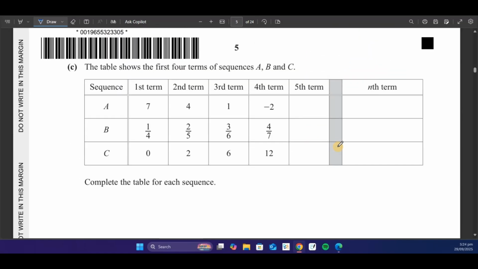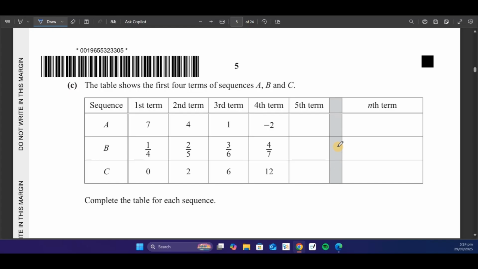Alright, part number C. The table shows the first four terms of sequences A, B, C. So the first term, the second term, third term, and the fourth term of the sequences A, B, C. We need to figure out the fifth term and the nth term. So what we can see is that 3 is being subtracted: minus 3, minus 3, minus 3. So we're just going to minus 3. Minus 2 minus 3 would just be minus 5. Perfect.